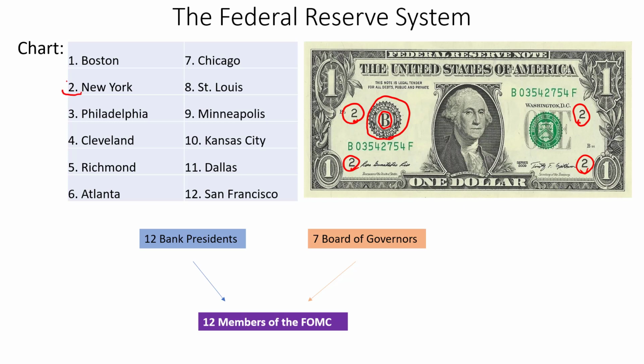Again, number 2 on this list. If you see a number 3 in those corners and a C in the middle, you'll see that it is printed at the Federal Reserve Bank in Philadelphia, right? And so you can see where your $1 bills are printed by using that trick there, just in case you're curious.